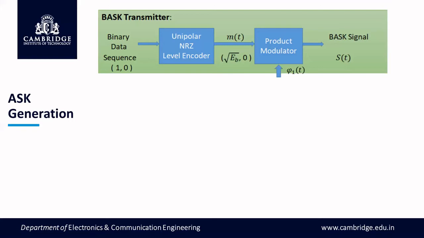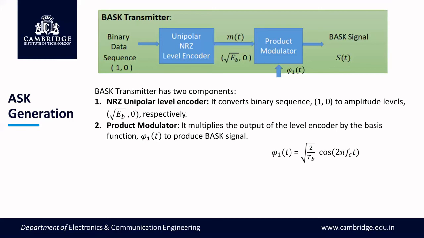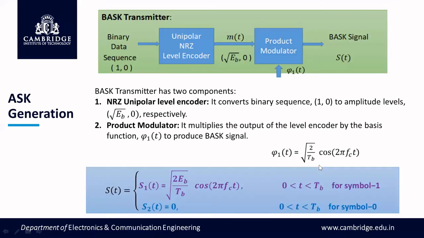Now the description is given here for your convenience. In signal space diagram, look at the two message points, root EB and 0. The gap between these two is root EB. I'm going to take the midpoint between the two message points, which is root EB by 2. The plane passing through this point, root EB by 2, is called the decision boundary, which will differentiate between symbol 1 and symbol 0.